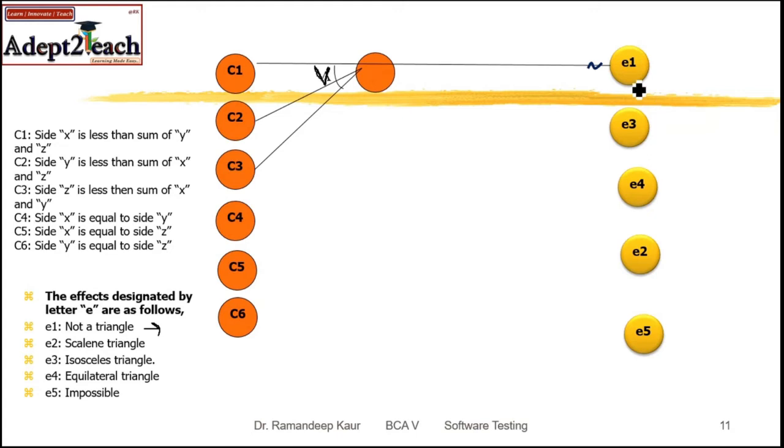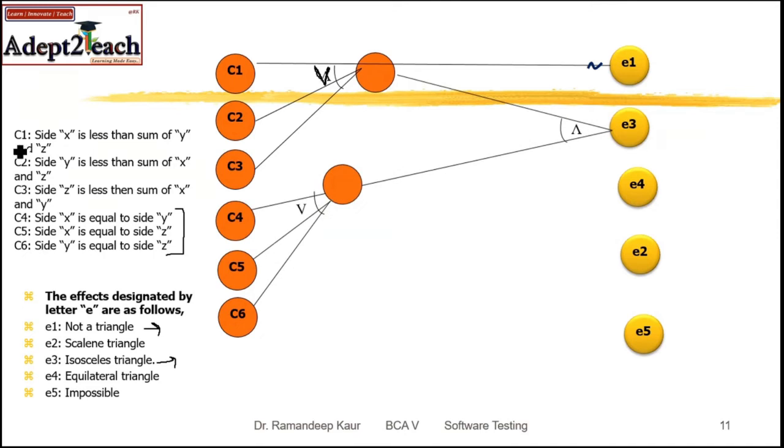Second condition, I'm taking the isosceles condition. Isosceles will be C4, C5, and C6. So if X is equal to Y, or X is equal to Z, or Y is equal to Z, if any of the three conditions hold true, then we say it is an isosceles triangle. So it should be an OR. Either this should be true, or this should be true, or this should be true. So I've taken all the three conditions along with the first output of the first condition also, because this first part should hold true. If it is false, then my triangle will not exist.